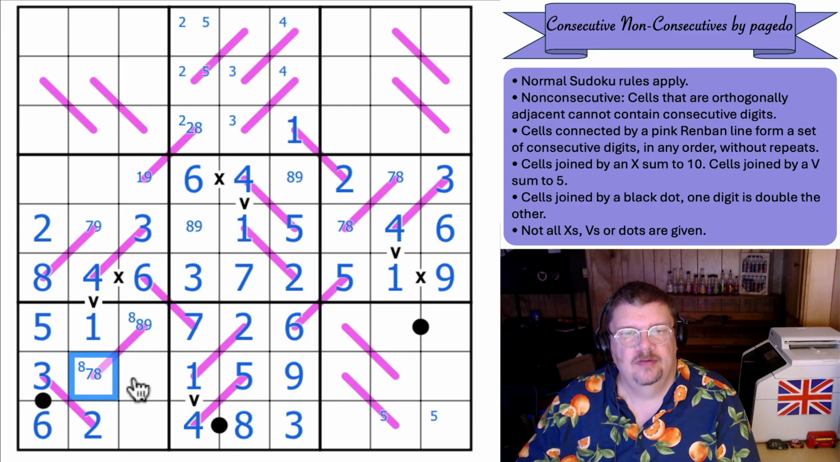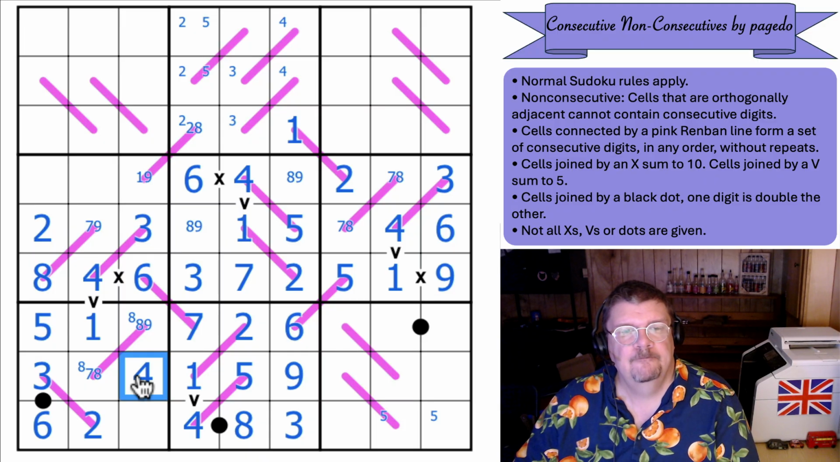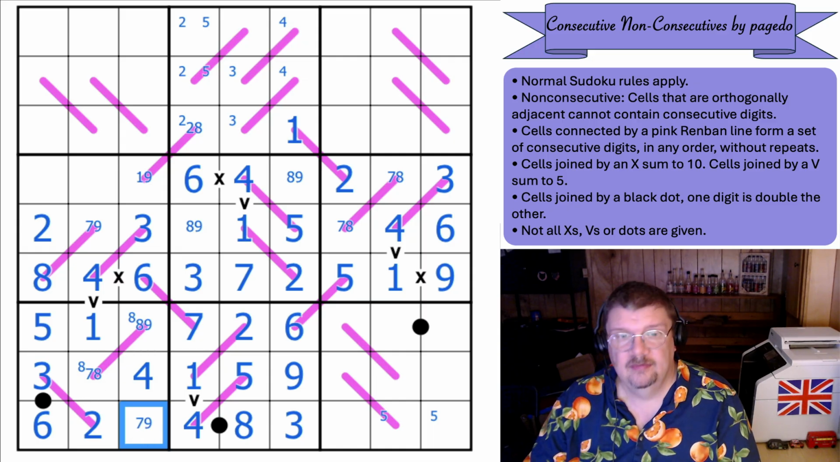I need a 4 in this box. That has to go there. And then this is the other of 7, 8, and 9, but we know it's not 8. So that's 7 or 9.